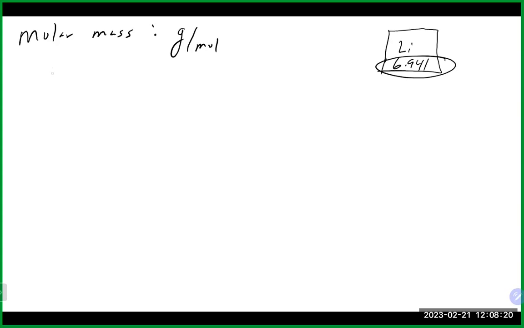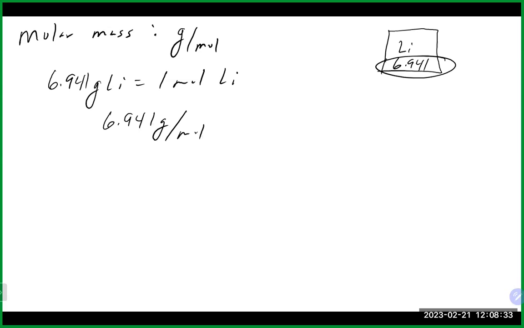And we could say that that is 6.941 grams of lithium in 1 mole of lithium. And basically the molar mass, 6.941 grams per mole. We could also look at lithium, our molar mass, as a conversion factor. It is the conversion factor that lets us go from grams to moles, and moles to grams, which is something that we do a lot as well.